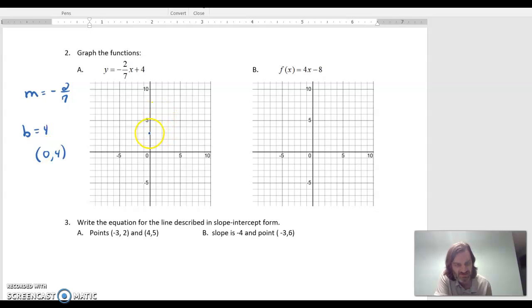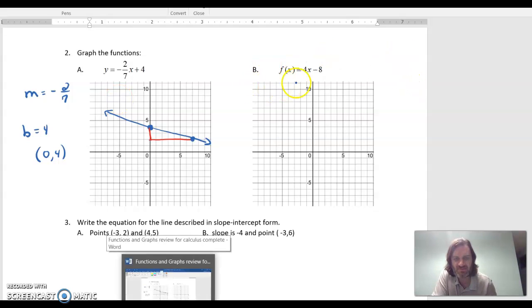So let's plot that 0, 4. That gives us a point, and then we're going to use the slope negative 2/7. Now I'm going to make that a negative 2 and a positive 7. And it'll take me over to the point that looks like 7, 2. And I'm just going to go ahead and connect that since there's not a lot of room to continue on in that direction.